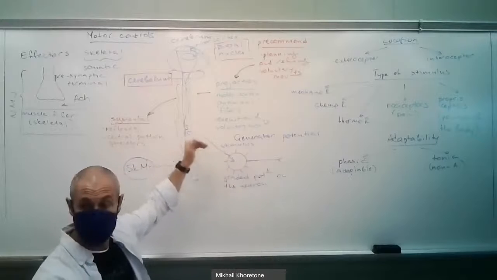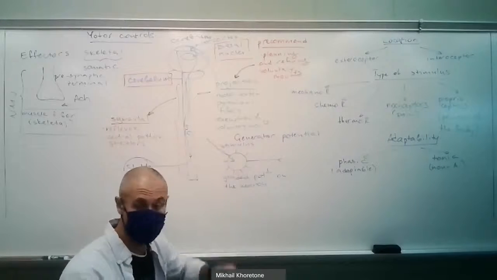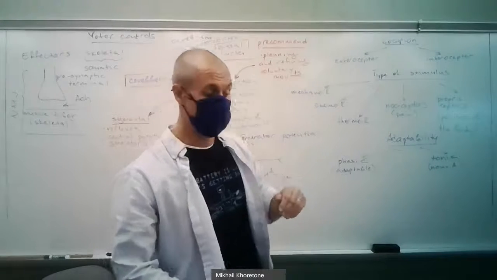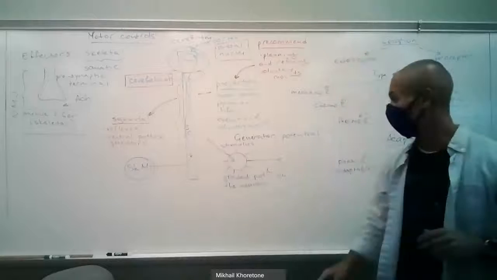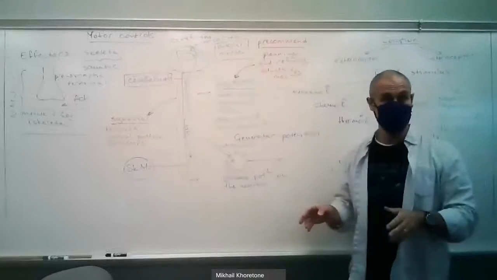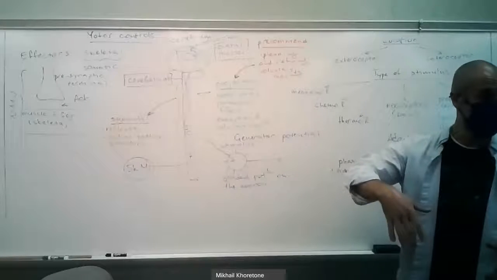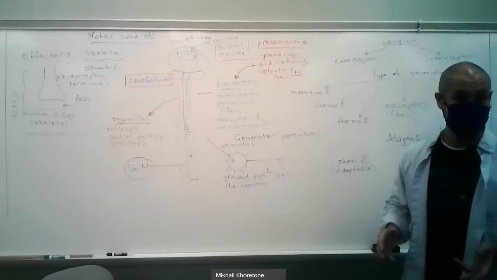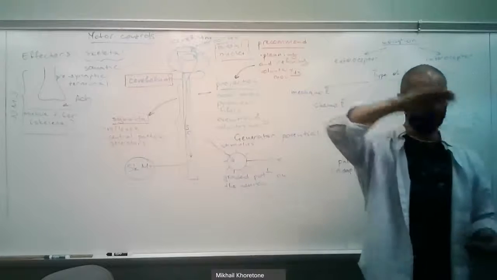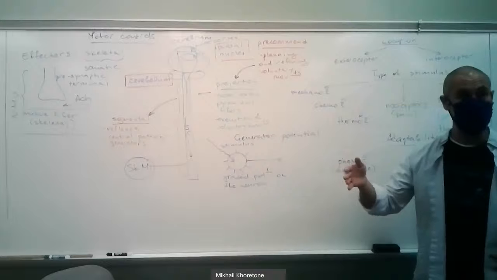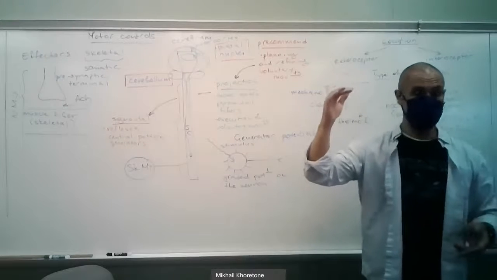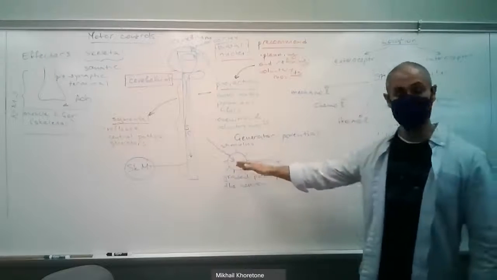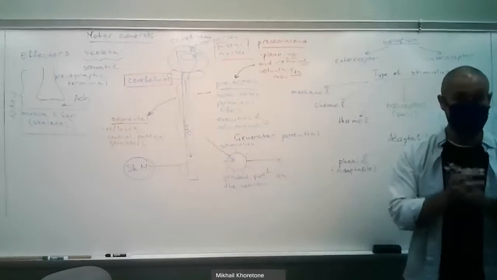Think of it this way. Stimulus, let's say it's a mechanical receptor. Stimulus opens mechanically gated channels, okay? Sodium flows in, depolarizes the neuron. If that depolarization, the graded potential, reaches the threshold, you've got an action potential, you've got the signal. Does that make sense?